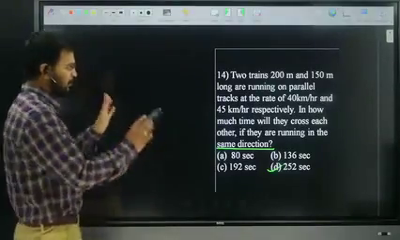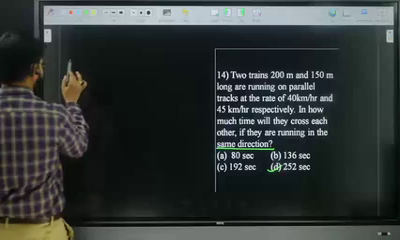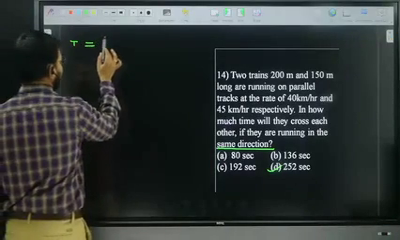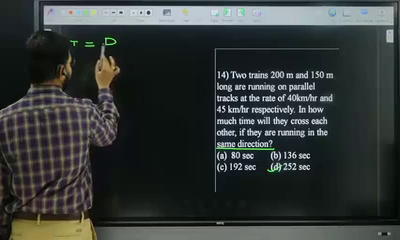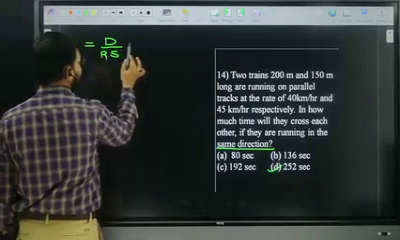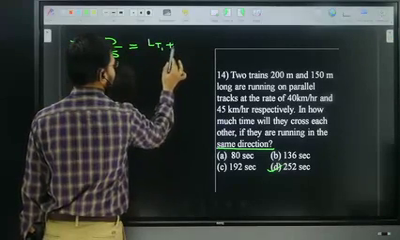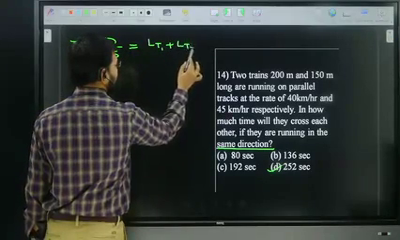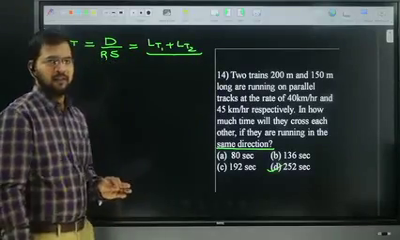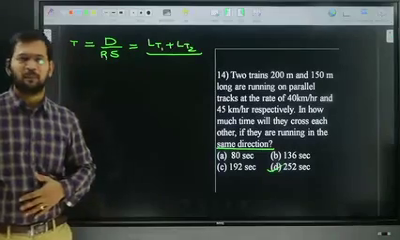Don't worry, one second I will explain. Whenever a train is crossing, they're asking time. How much time? Whenever a train is crossing another train, it is distance by speed, but in place of speed, we need to take relative speed. The distance here is the length of train 1 plus the length of train 2. Object 1 has some length, object 2 also has some length. Whenever one train is crossing another train, the distance is the length of both the trains.